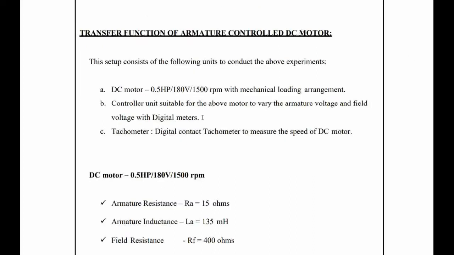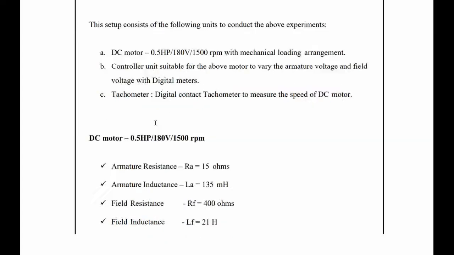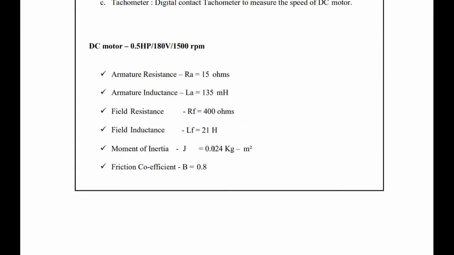First of all, we are going to determine the transfer function of the armature-controlled DC motor. In this setup, we have a DC motor of the rating 0.5 horsepower, 180 volts, and a speed rating of 1500 RPM with mechanical load arrangement. The control unit is suitable for the above motor to vary the armature voltage and the field voltage with the help of digital meters. Basically, a tachometer is also used to measure the speed of the DC motor. So these are the ratings of the DC motor.